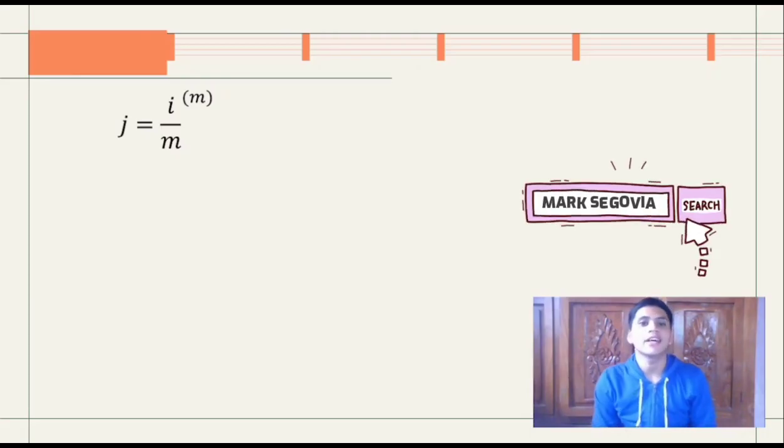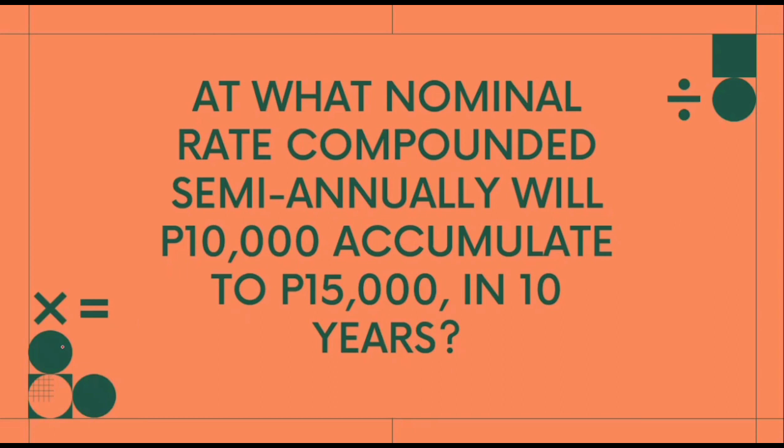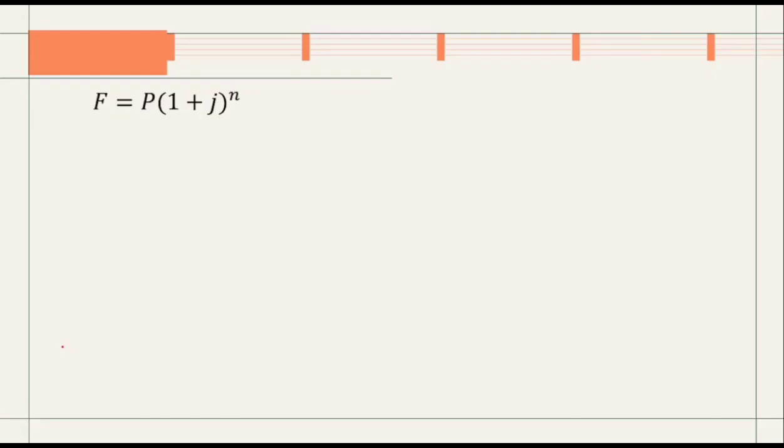Hey, this is Mark, and I am going to be giving you two examples in finding j and also the nominal rate. So this is our first example. We have a problem here. At what nominal rate compounded semi-annually will 10,000 pesos accumulate to 15,000 pesos in 10 years? So what we're going to do here is use the formula in finding the future value, which is F is equal to P times the quantity of (1 plus j) raised to N. We're going to use this formula to find j.